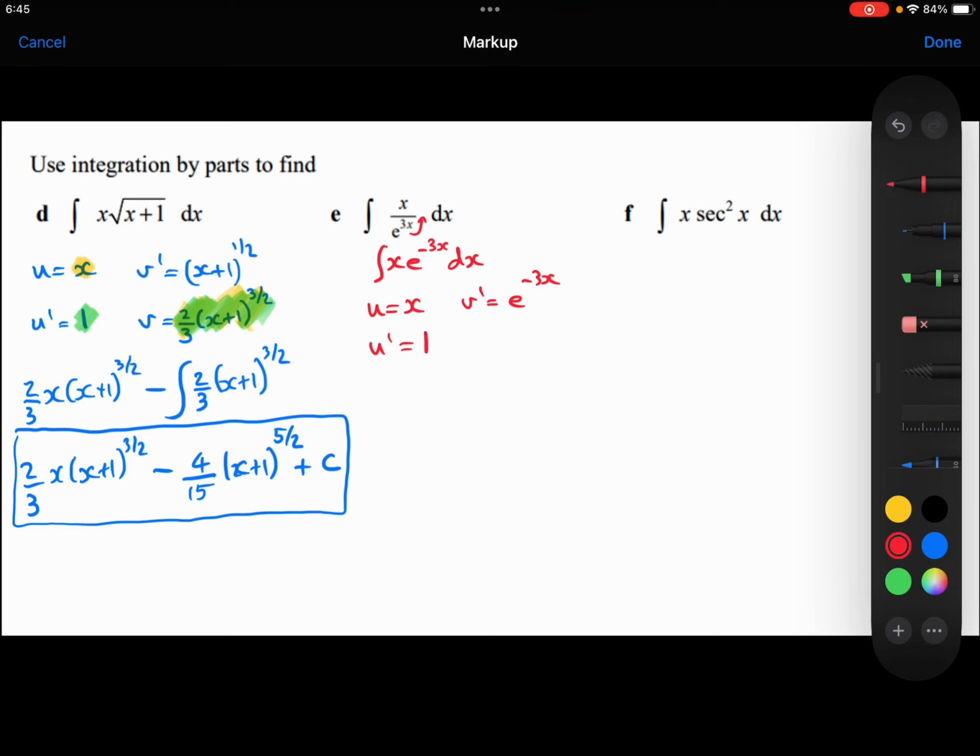Differentiating x, I get 1. Integrating e to the minus 3x, I'll get e to the minus 3x divided by the minus 3 because of the reverse chain rule. So dividing by minus 3 is the same thing as timesing by minus 1/3.